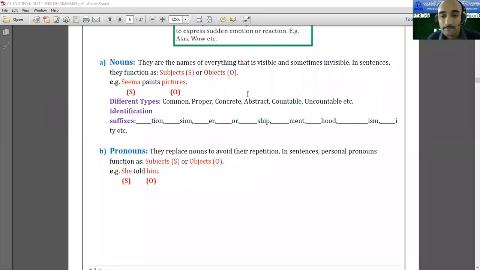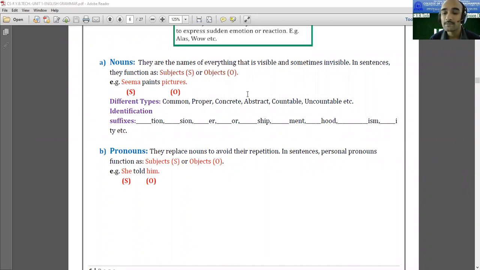One by one, mention. Celebration, education, liberation, tension. Then er: proper, counter, painter, teacher, runner, lecturer, doctor, engineer.